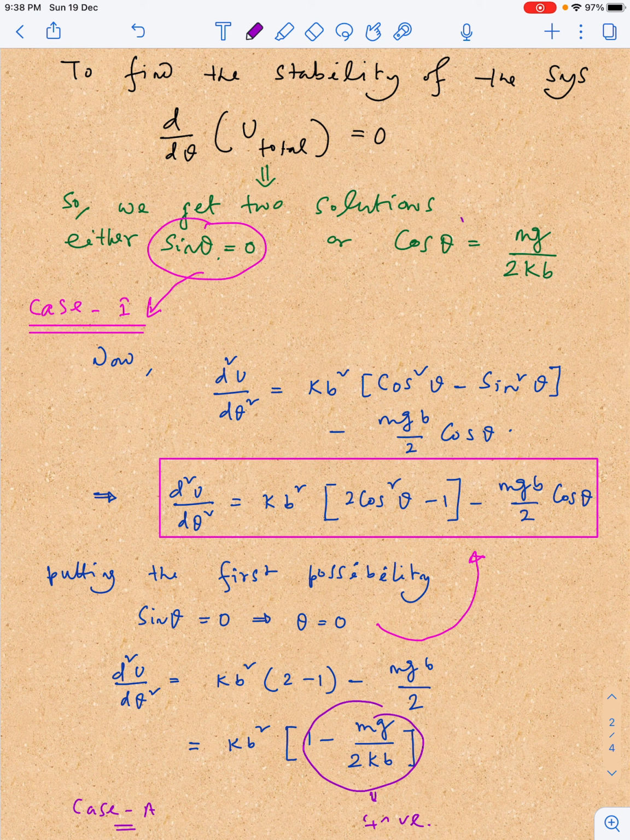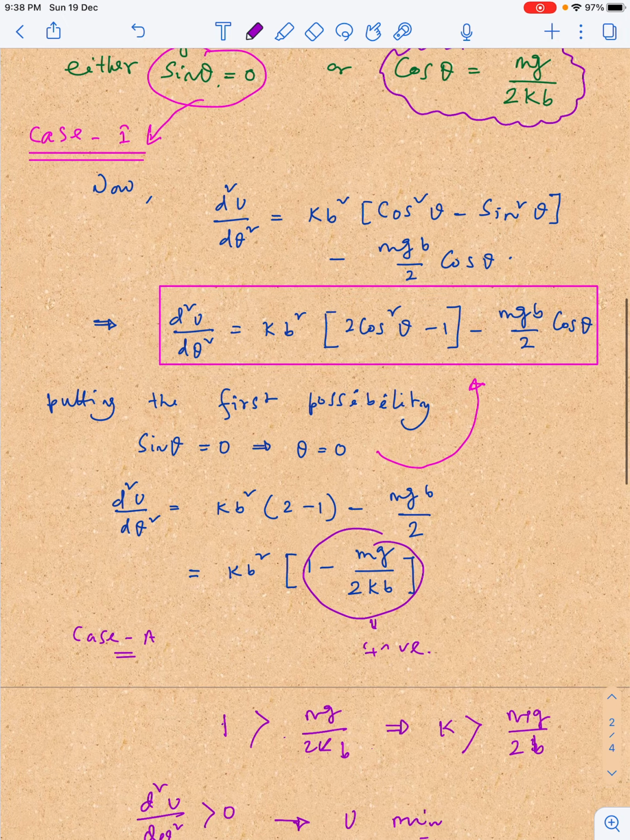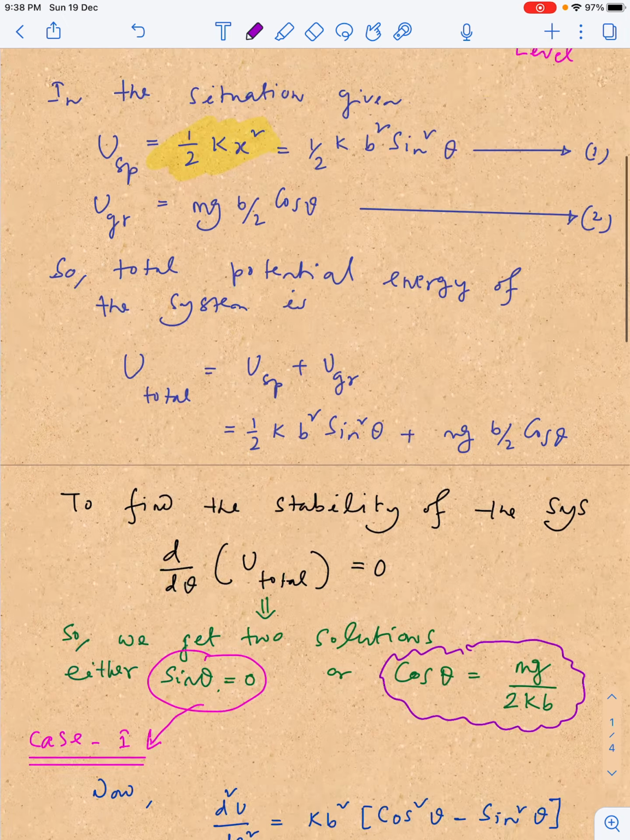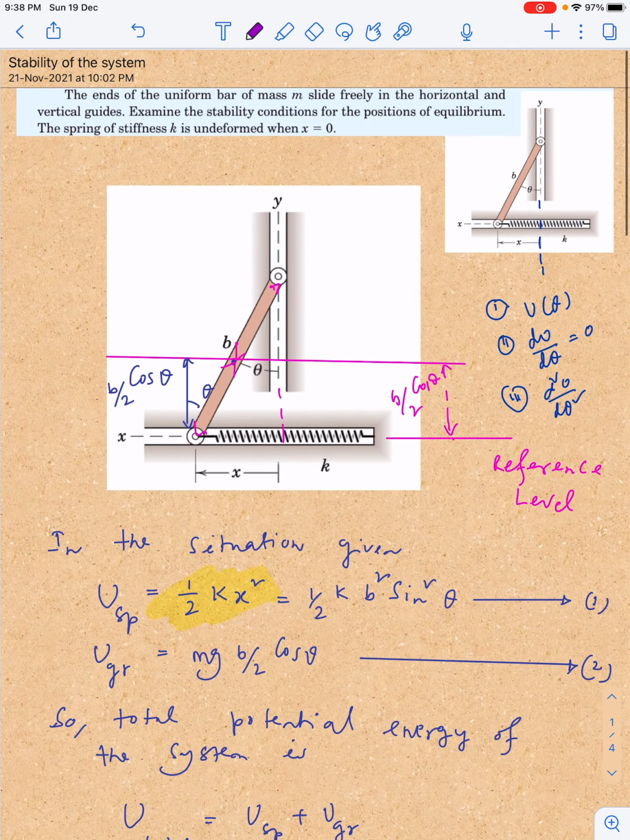I am leaving this particular case for your practice, as many of you have suggested, sir, please leave something for our practice. So I am leaving the second case for your practice. Do let me know your answer in the comment box, and till then, enjoy, study hard, work very hard.